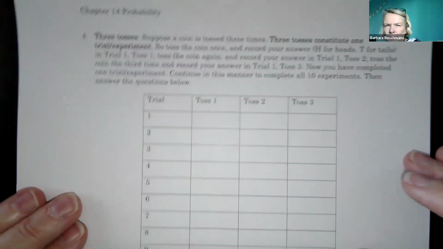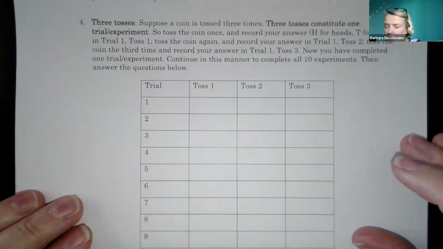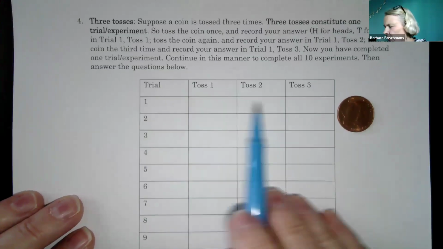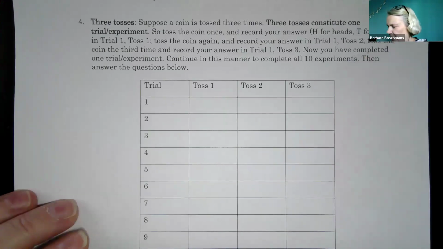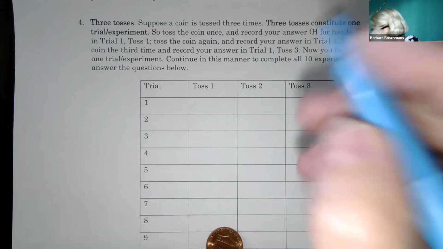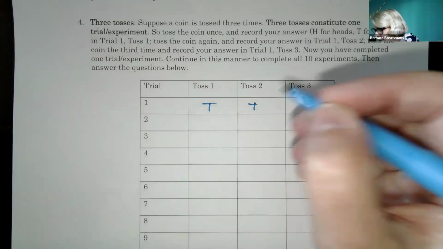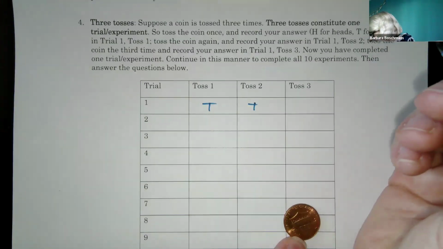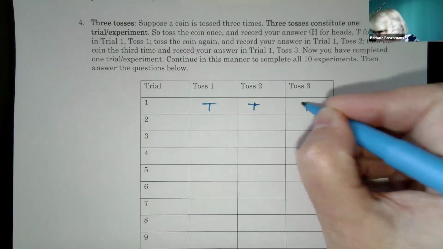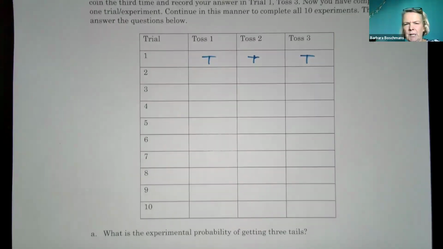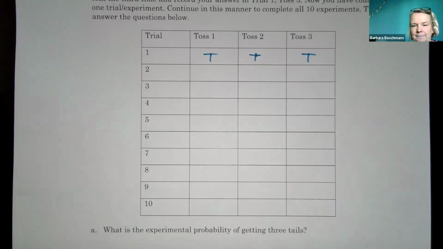Okay, so now we're going to do an experiment for tossing your coin 3 times. So for each experiment, you toss it 3 times. If I were to do this with my coin, I would get tails, tails, and tails. I'm not very good at flipping them. I will show you the virtual version of this next. You will do this experiment 10 times.